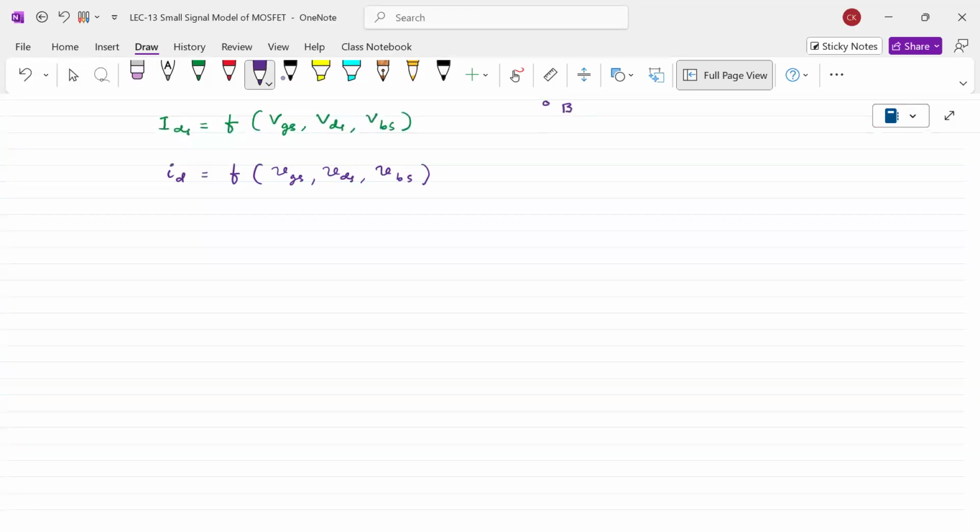With very small changes, as I mentioned, the MOSFET can be replaced with an equivalent linear circuit. So let us develop the linear circuit, or small signal circuit, that can accommodate this kind of behavior. Let us look at this.